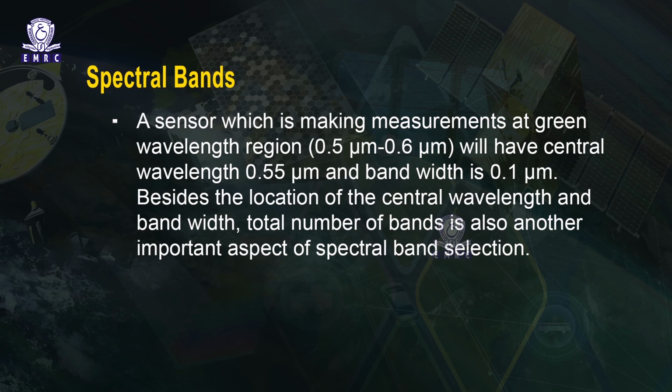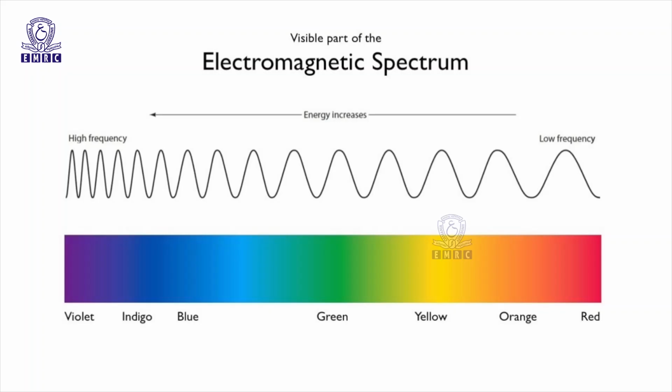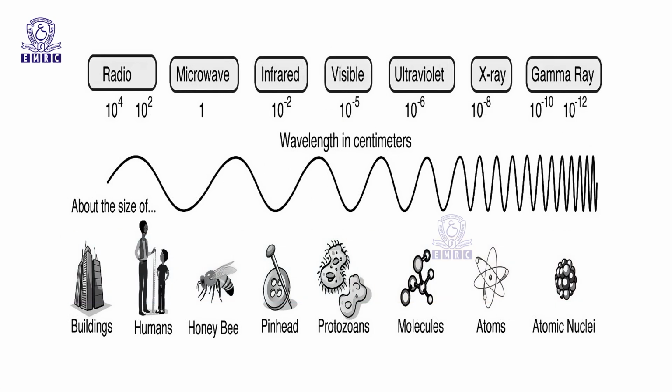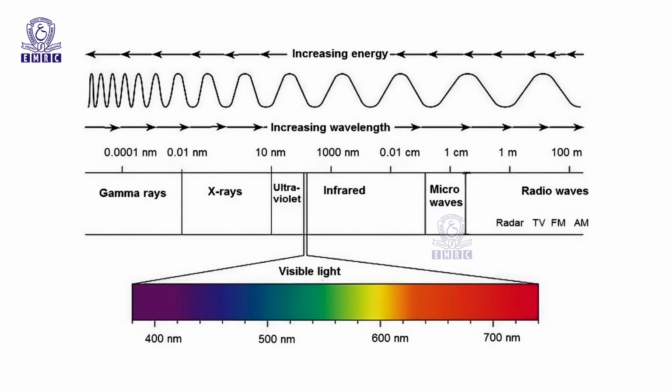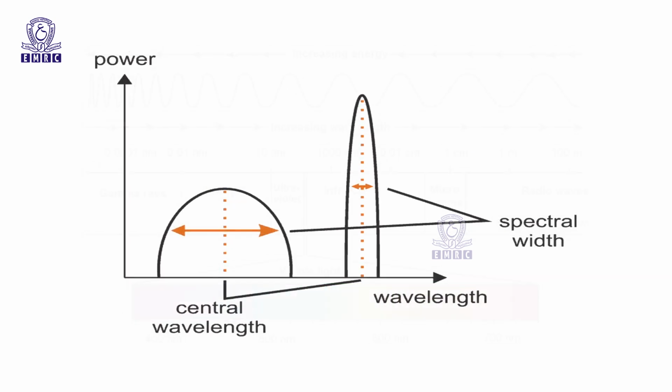Besides the location of the central wavelength and the bandwidth, the total number of bands is also another important aspect of the spectral band selection. The number and dimension of the specific wavelength intervals in the electromagnetic spectrum to which the remote sensing instrument is sensitive is called the spectral resolution. The use of well chosen and sufficiently numerous spectral bands is necessary. It is the width of the spectral band and the number of spectral bands in which the image is taken.